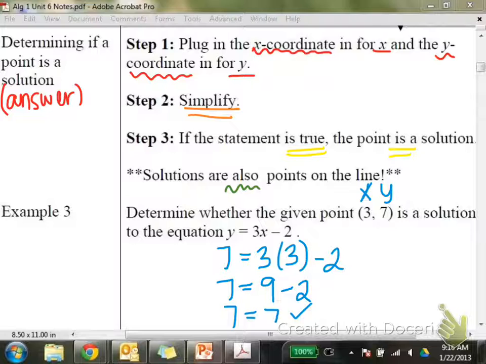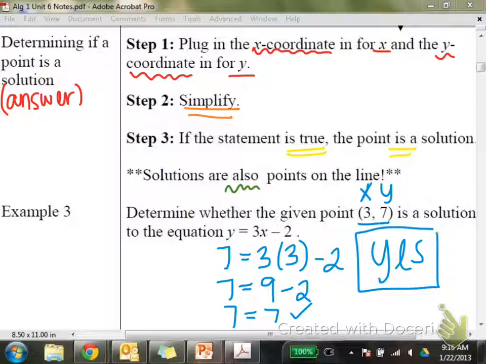So if it's 6, it's not a solution? Correct. So if we were to get 7 equals 6, not a solution. But 7 equals 7. So what we would say is that the point (3, 7), yes, it is a solution. Make sense? Yes. Okay.